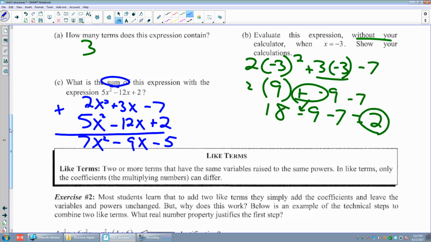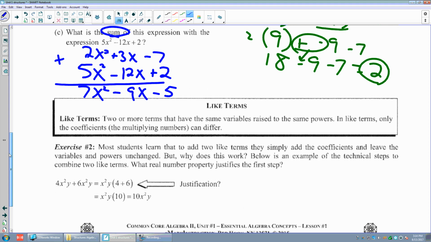Any questions? Just ask. Like terms are two or more terms that have the same variables raised to the same powers. Only the coefficients, the numbers in front, can be different.